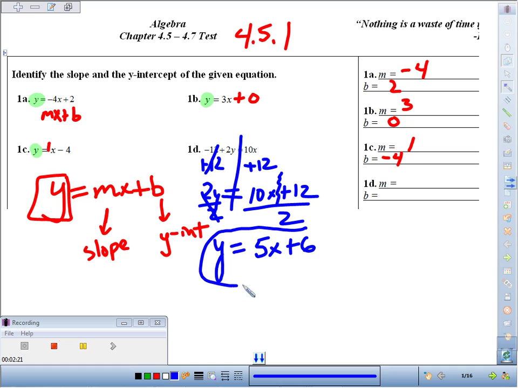Now it's in slope-intercept form, so I can say my slope, the coefficient of x, is 5, and the y-intercept is 6.